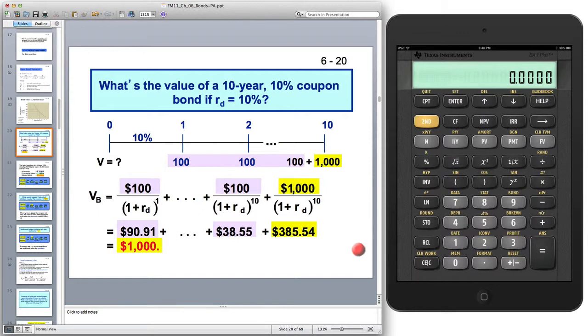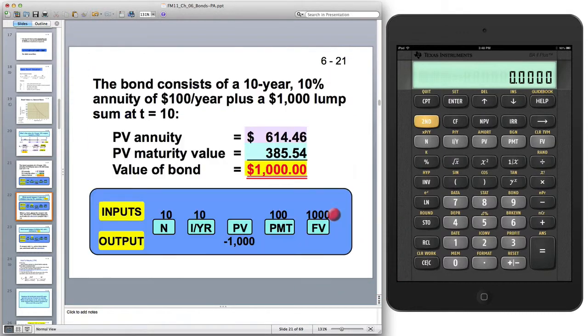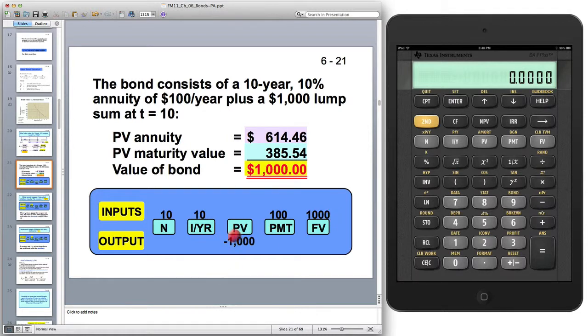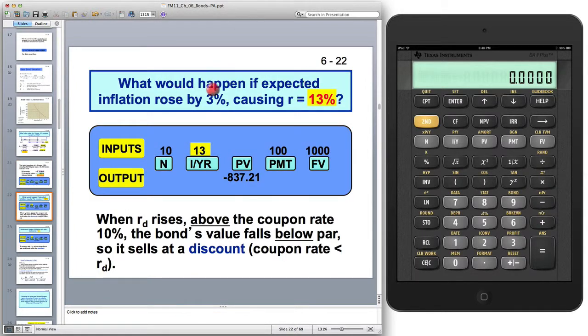And now I want to show you the impact of changing interest rates on the pricing of a bond. So in this example, we saw that the current price of a bond is $1,000 at 10%. The question is, what would happen if the expected inflation rose by 3%, causing the discount rate to increase to 13%? Once we have set the problem up, which we have in the calculator, all you have to do is change IY to 13 and hit compute PV, and you'll get $837.21. Let's do that. 13 IY, and that is all registered. Now do compute present value, compute present value, and this time you don't get 1,000.